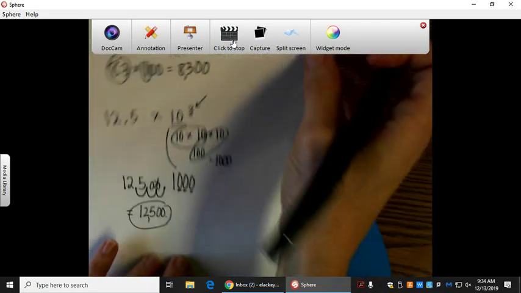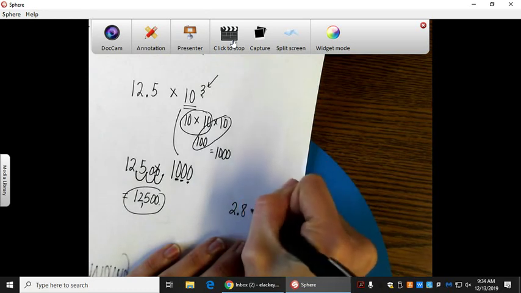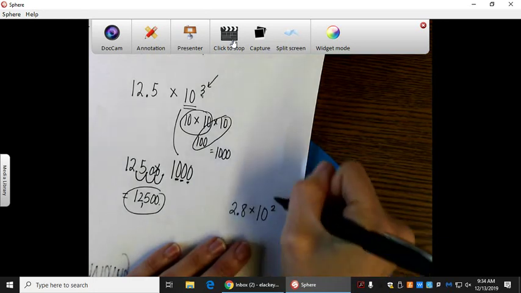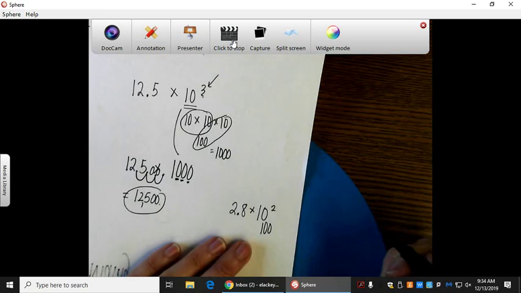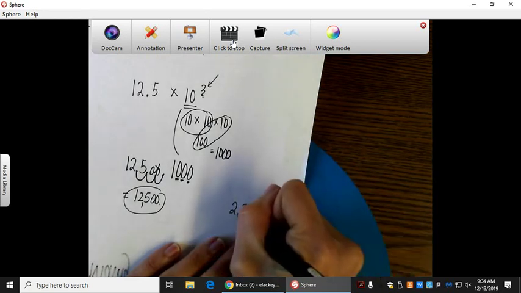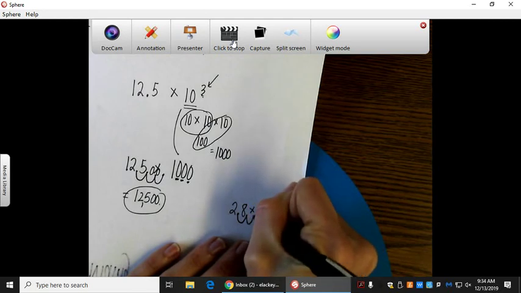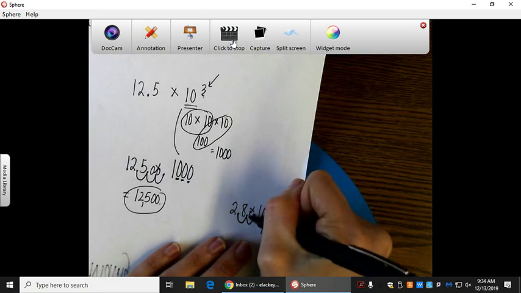Okay, we'll do one more example. I'm kind of running out of room, but I'll do one more. Let's do 2 and 8/10 times 10 squared. Again, 10 squared, or 10 to the second power, just means 100. I'm multiplying this by 100, so I'm making it 10 times bigger, 100 times bigger. So the decimal is now back here. This empty space here becomes a 0.